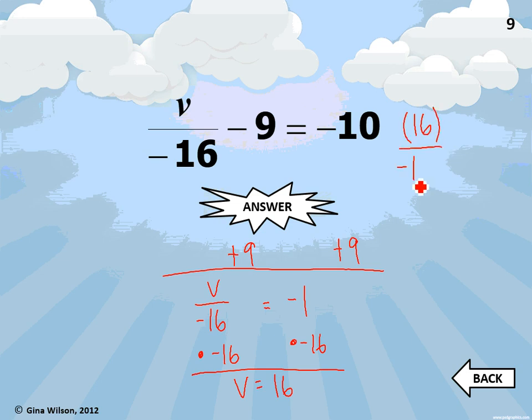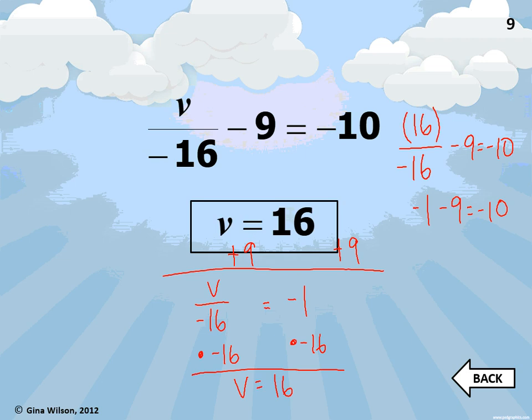Let's plug it in to make sure it works. 16 divided by negative 16, which is negative 1. Negative 1 minus 9 equals negative 10. So we know our answer is correct. 16.